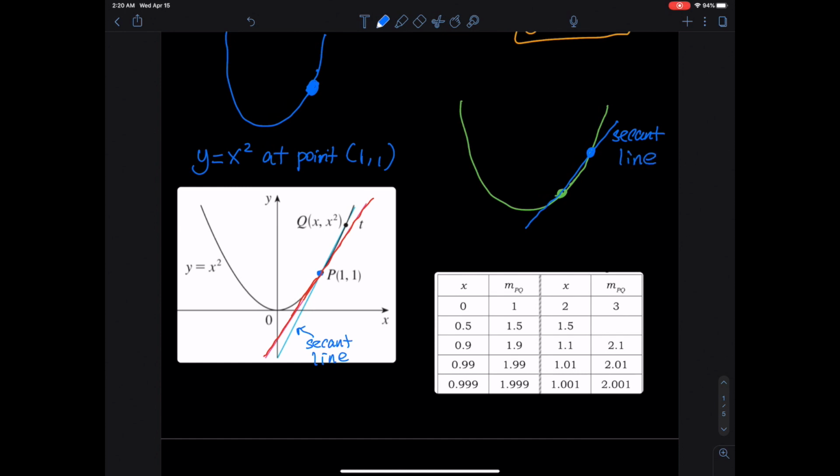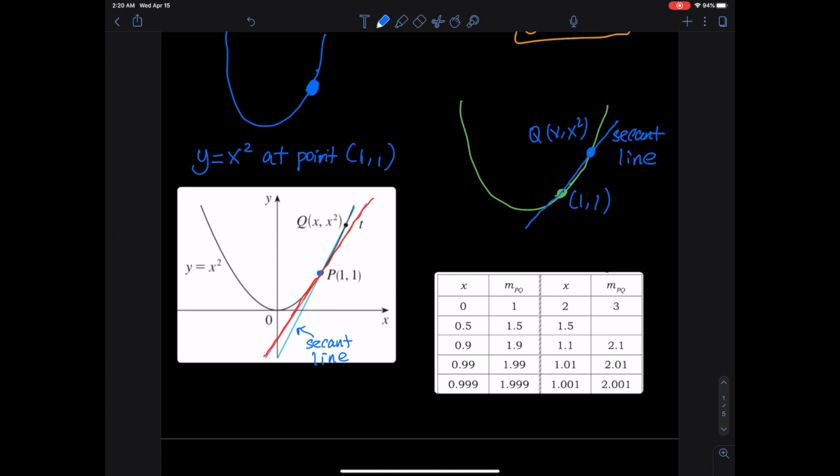What is a secant line? In Latin, secant means cutting. This blue line cuts the graph twice. Or you can say that the blue line intersects the parabola twice. One point at (1, 1). And then what about this point? This point, I'm going to call this point Q, (x, x squared).